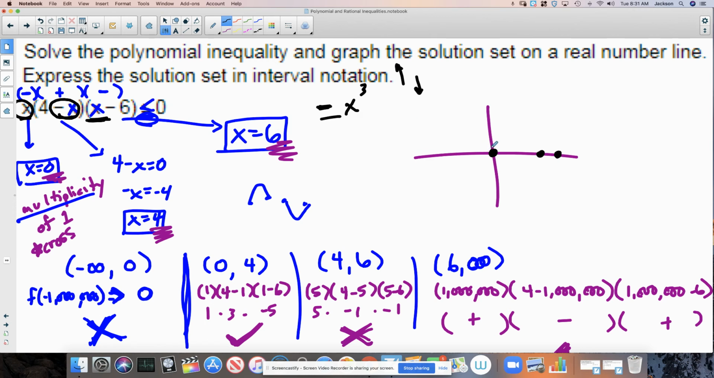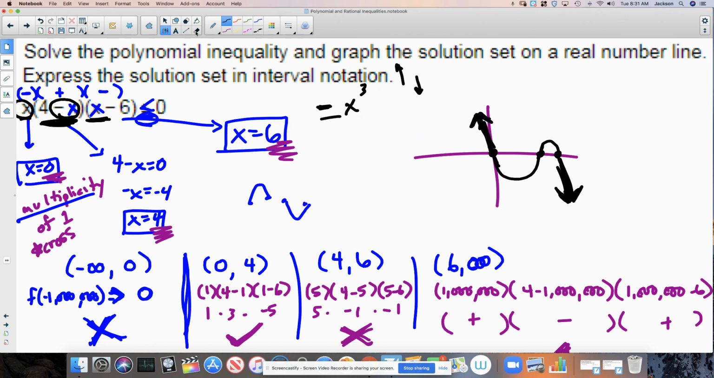Now here, okay, we know that the multiplicity of this 0 is 1, so we know that the function has to cross, right? And if it has to cross there, and the multiplicity of this 0 is also 1, I know that at some point it has to come back up at 4 and cross because it has a multiplicity of 1. Then it has to come back down to cross at 6, and it's going to keep going. So here's the end behavior that we know based on degree and leading coefficient, okay?